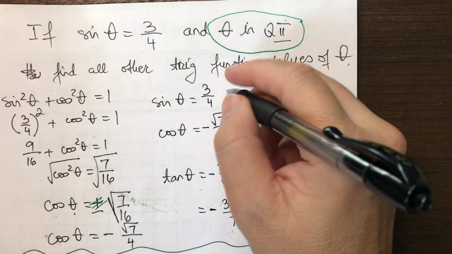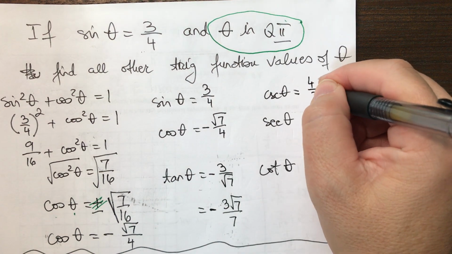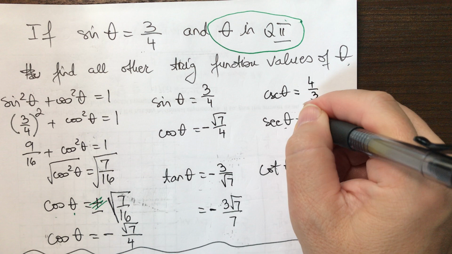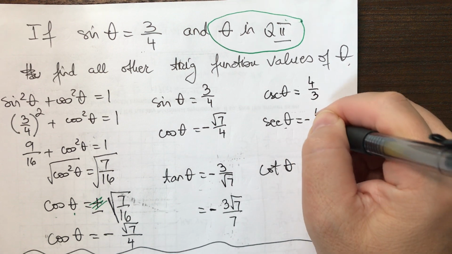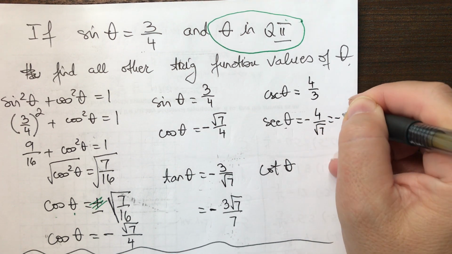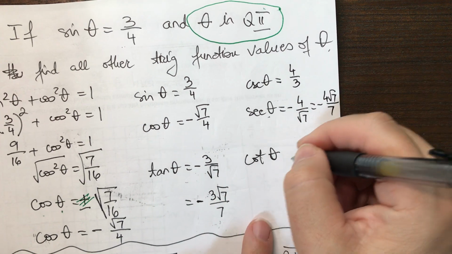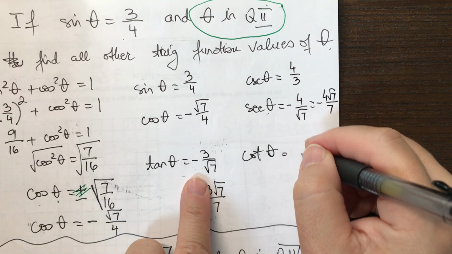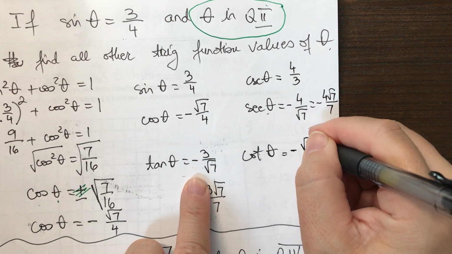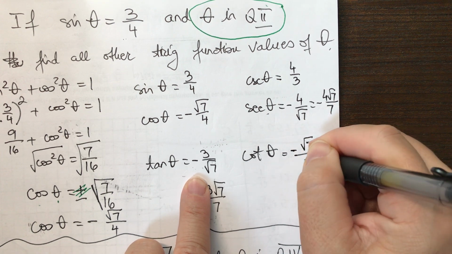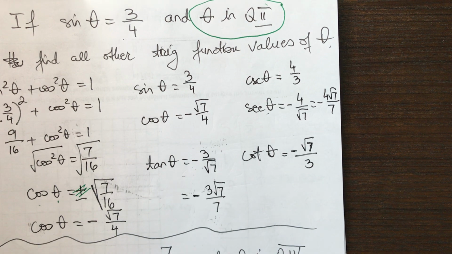What is the cosecant value? It's the reciprocal of sine. What's the secant value? It's the reciprocal of cosine. Same thing, rationalize this. So 4 square root of 7/7. And what's cotangent? The reciprocal of tangent. So negative square root of 7/3. Boom, done all of it.